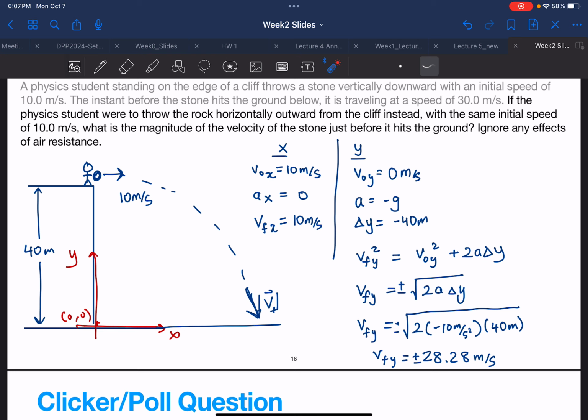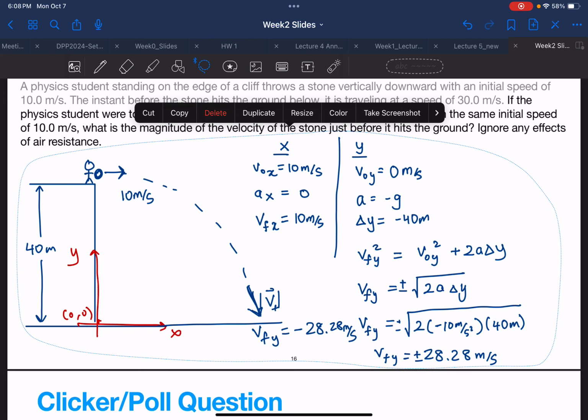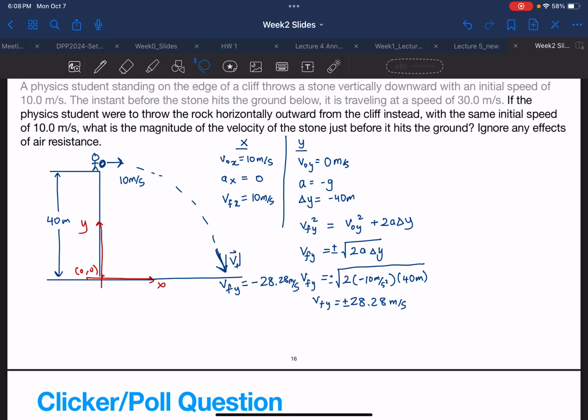So if the stone is traveling in this direction, the y component of its velocity, we expect it to be negative, and the x component we already solved for. So it's the negative solution, really, that is the final velocity here. So the v final y here is, in fact, negative 28.28 meters per second. Now, the last thing we're left to do is finding the magnitude of the velocity right before it's about to hit the ground, because it didn't ask us for the vector. It specifically asked us for the magnitude. So I'll write the vector first.